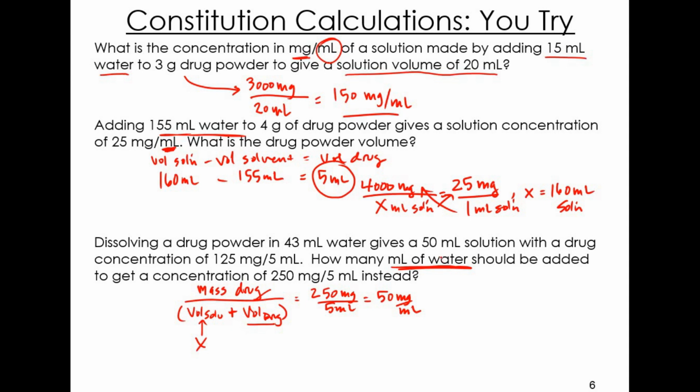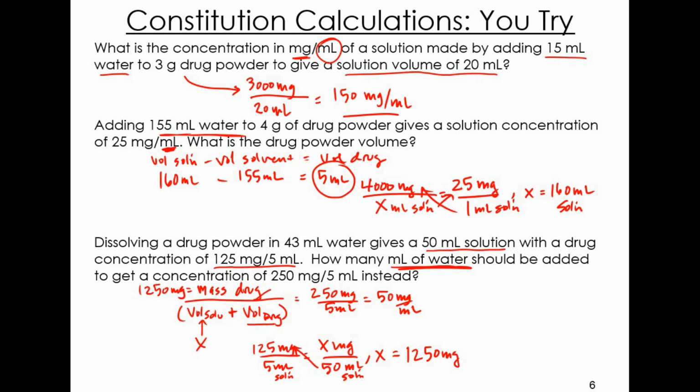Okay, so we get a 50 ml solution with a drug concentration of this from our powder. We're using the same powder, so we can set up a proportion that is 125 milligrams of drug for 5 mils of solution, and then ask how many milligrams of drug is there in the entire 50 ml solution. So we end up with 1,250 milligrams in the whole thing. So that's our mass of drug, 1,250 milligrams.